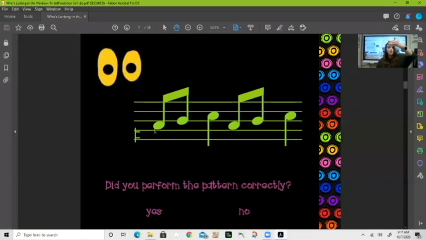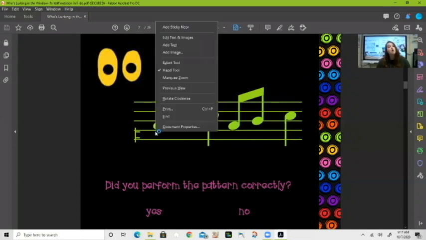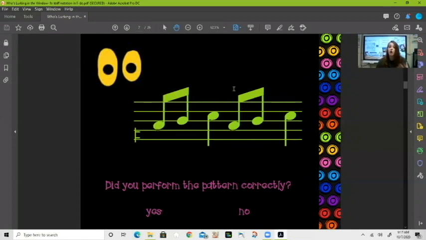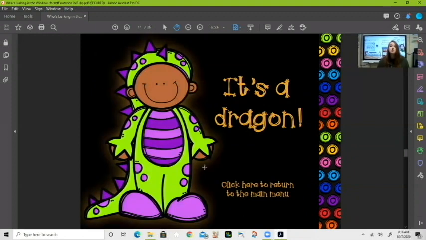Okay, so let's try it. Mi, fa, so, mi, fa, so. See, even I mess up my hand signs sometimes. So it's totally okay if your hand signs aren't coming in perfect right now, okay? Let's sing that again. Here we go. Mi, fa, so, mi, fa, so. Just like that. So let's click yes and see who's behind the eyes. It's a dragon. Oh man, scary fire breathing dragon.